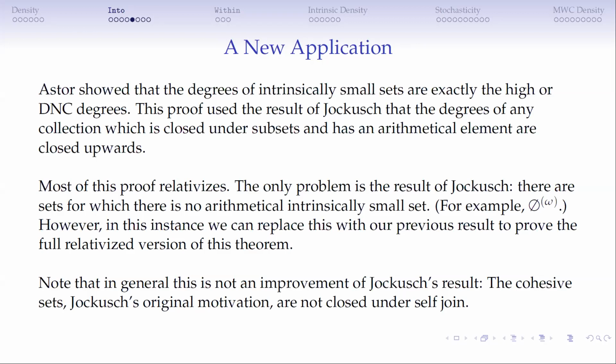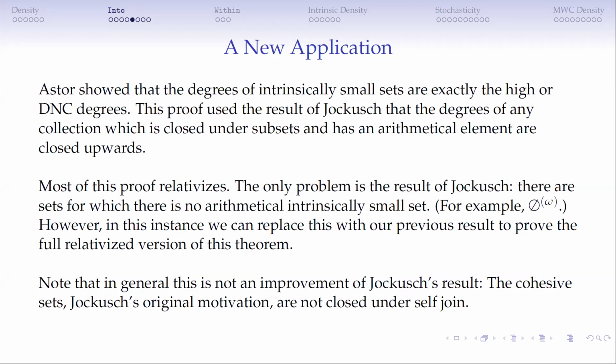And to do this, the proof relied on Karl's result that the degrees of any collection which is closed under subsets and has an arithmetical element are closed upwards. So if you try and relativize this and think about the X intrinsically small sets, that is the sets which have density 0 under every X computable permutation, almost all of this proof relativizes just fine. But Karl's result has a little sticking point because there are some sets that have no arithmetical intrinsically small set. The canonical example is the omega-th jump.